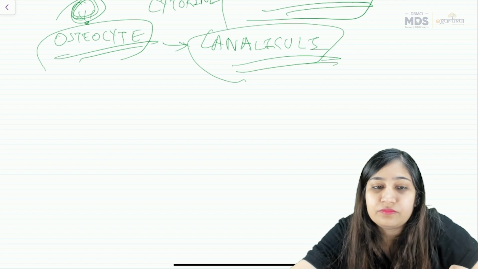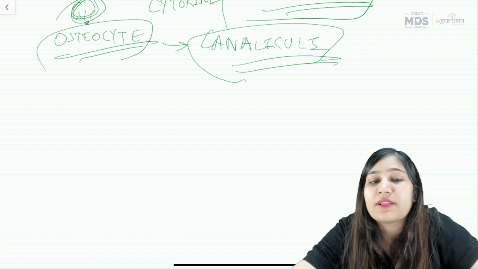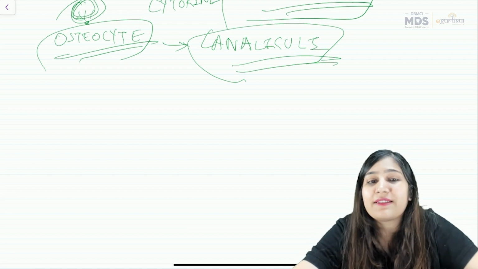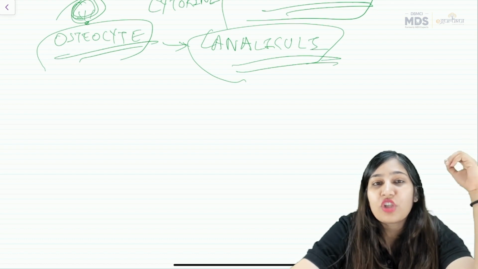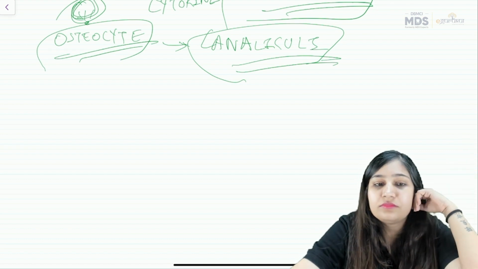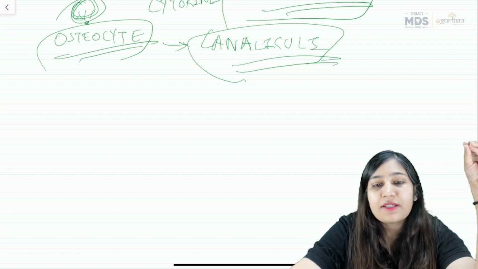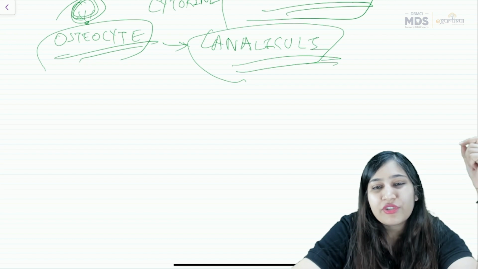Bone lining cells are inactive cells present just on the outer surface, and they act as a barrier, which we have discussed. They are flattened cells. They are present on bone when it is not in the formative or resorptive phase. Progenitor cells also act as stem cells. We have discussed progenitor cells. They can convert into osteoblasts or even osteoclasts.